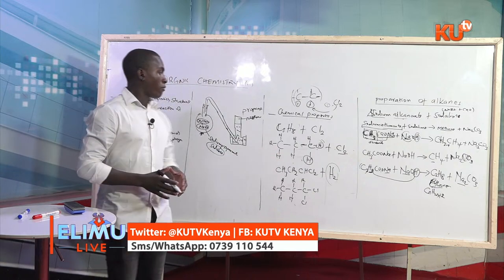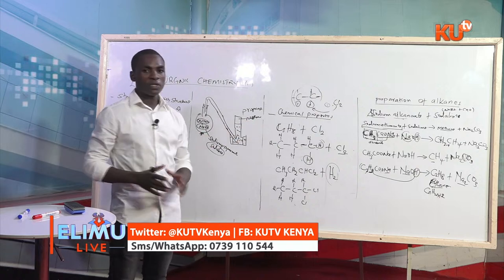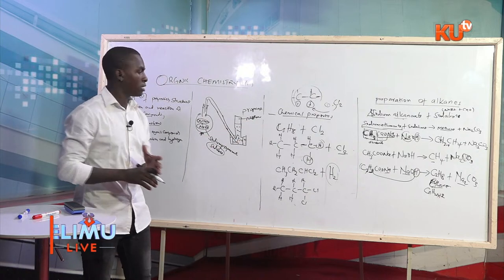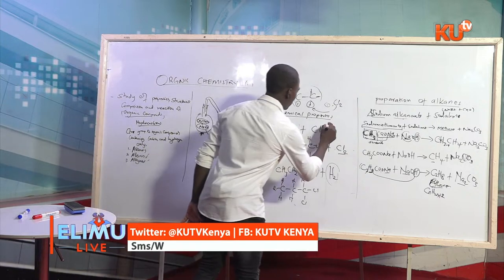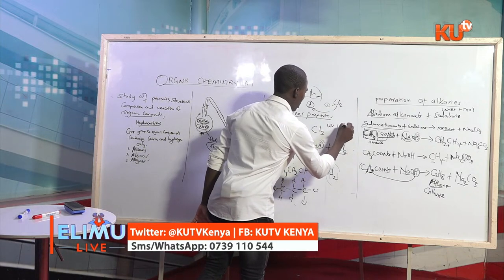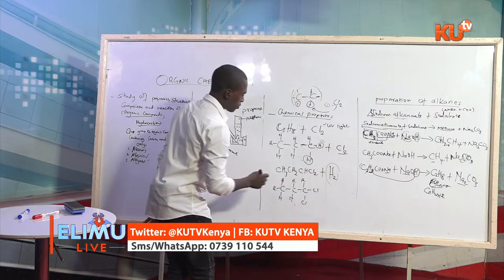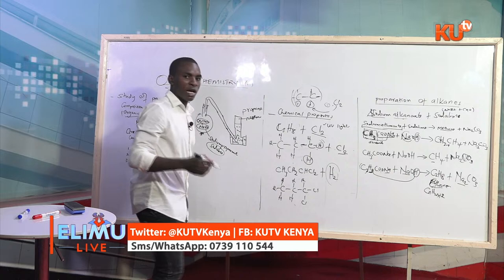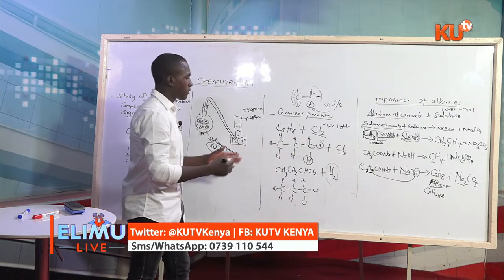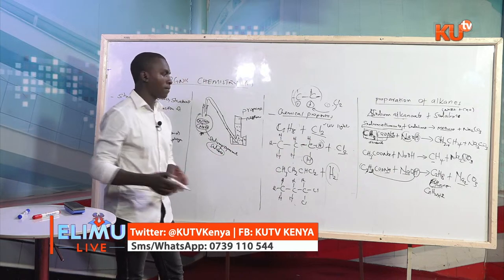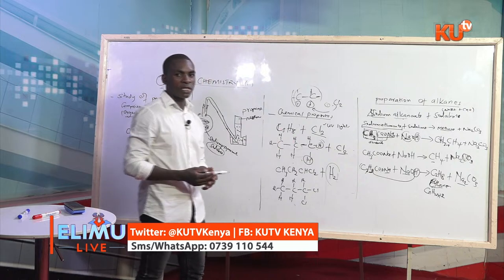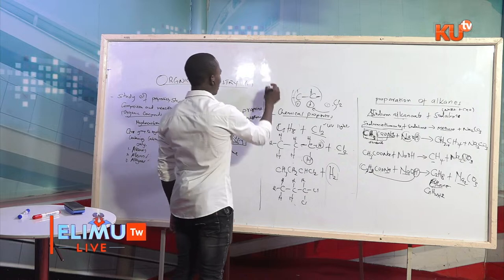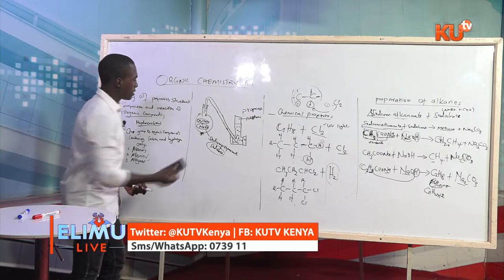Now, for a substitution reaction to take place with halogens, to form halogen alkanes, there must be a condition. There must be UV light. So for chlorine, which is a halogen, or even iodine, or even bromine, to react with an alkane to form a compound, there must be presence of UV light. The reaction cannot take place in the darkness. So you will see that in an examination situation, you will be given a question like this.